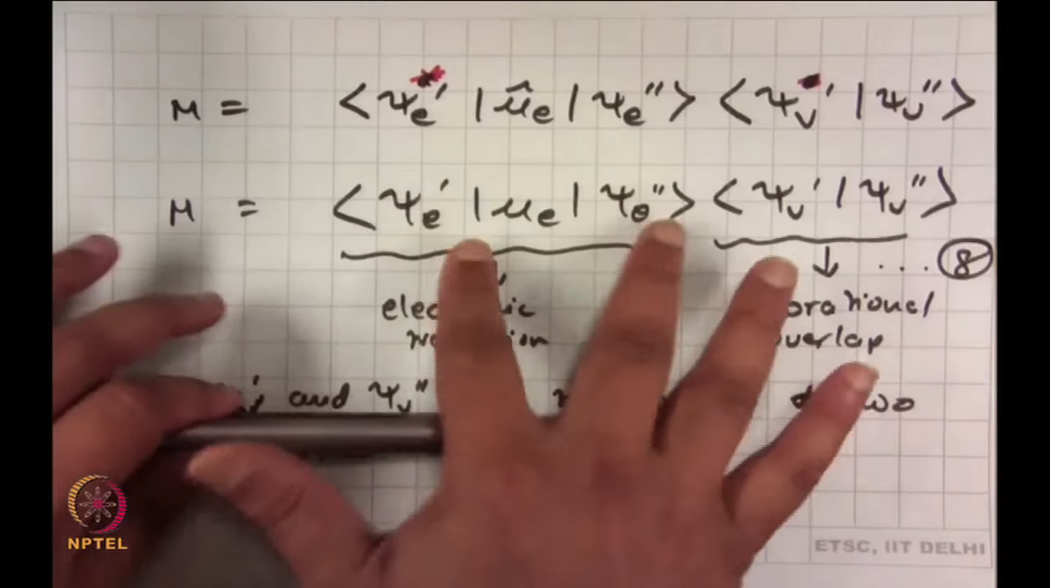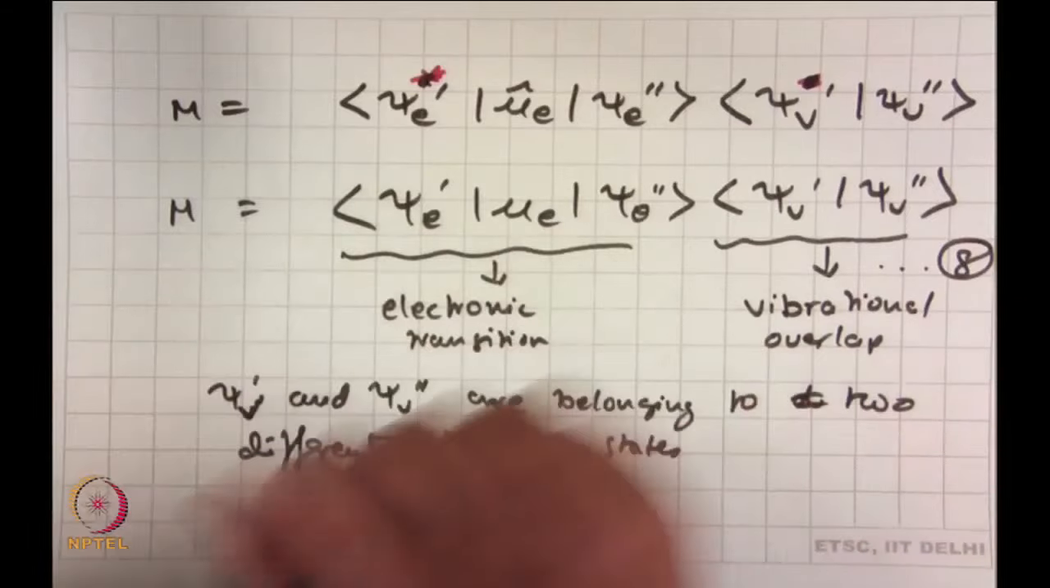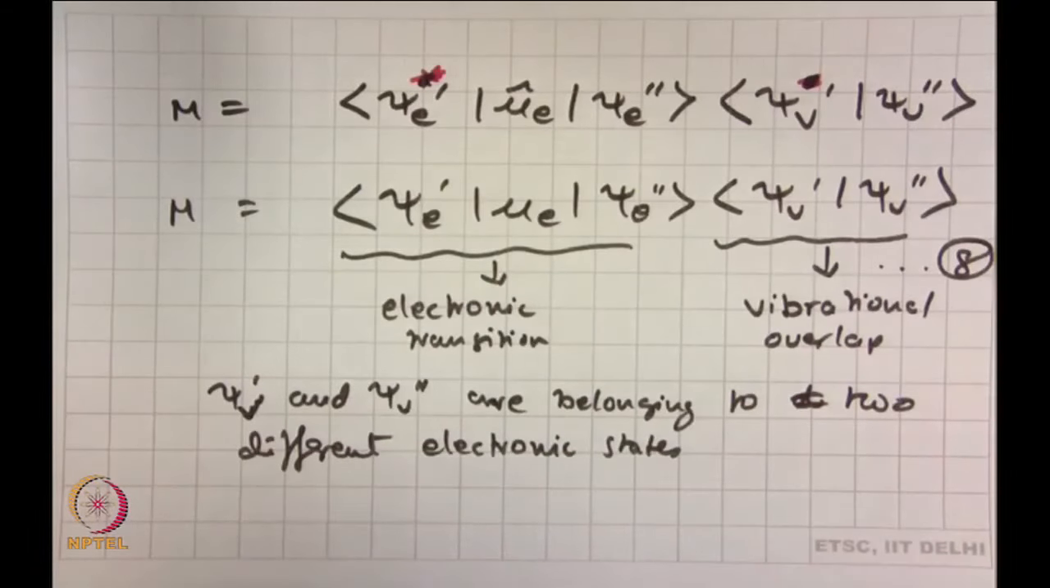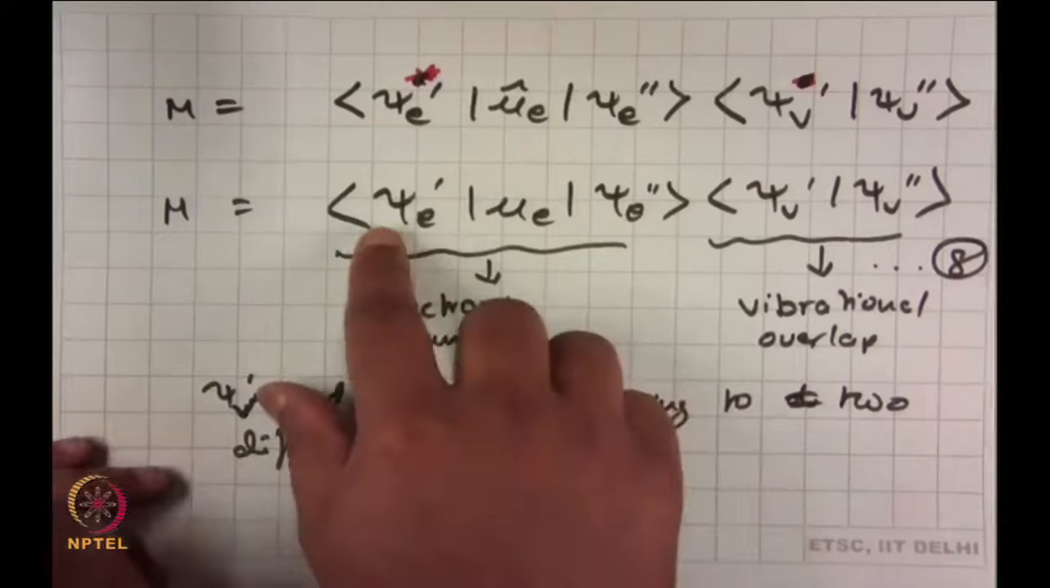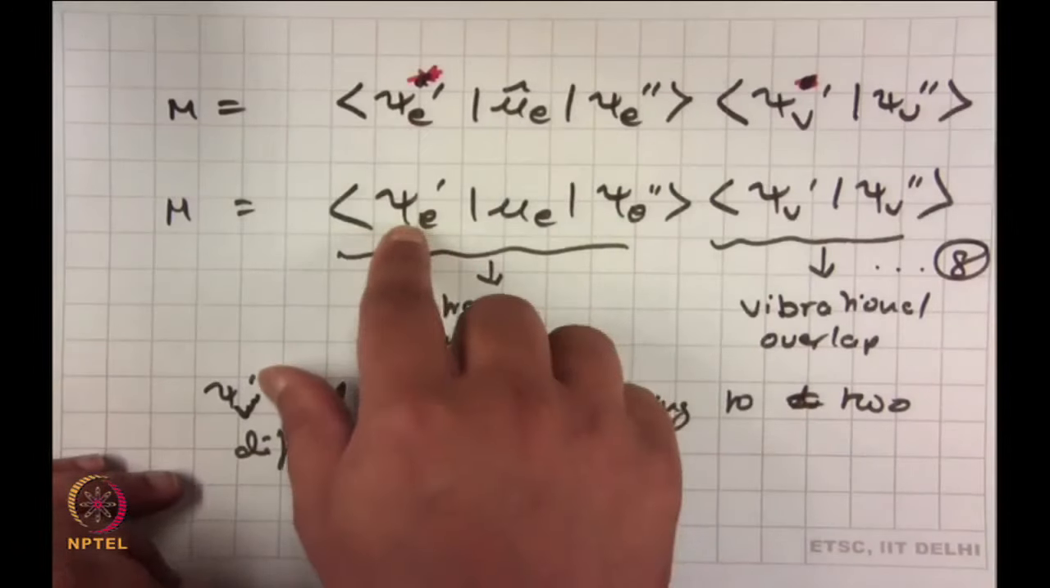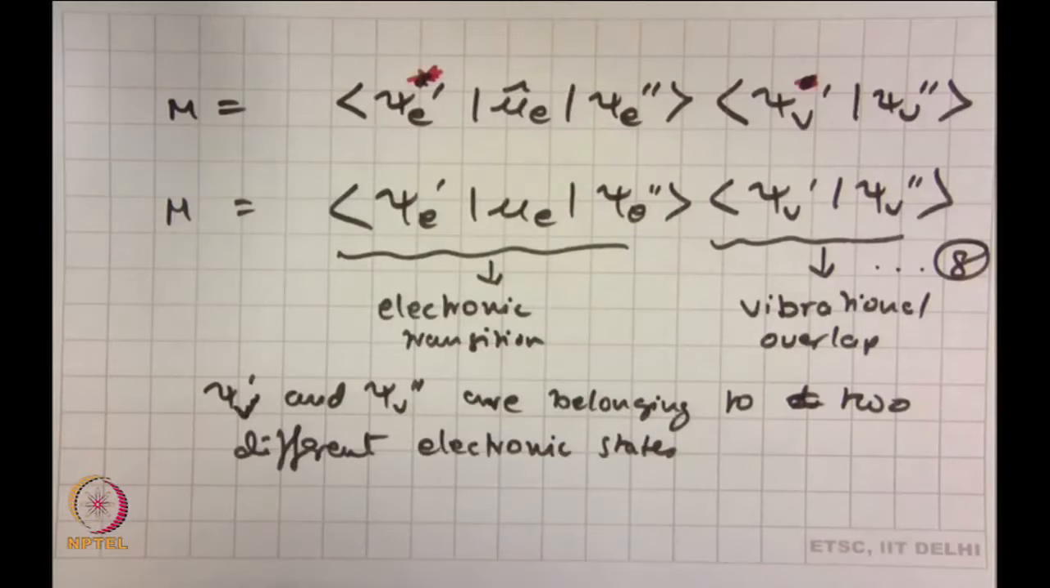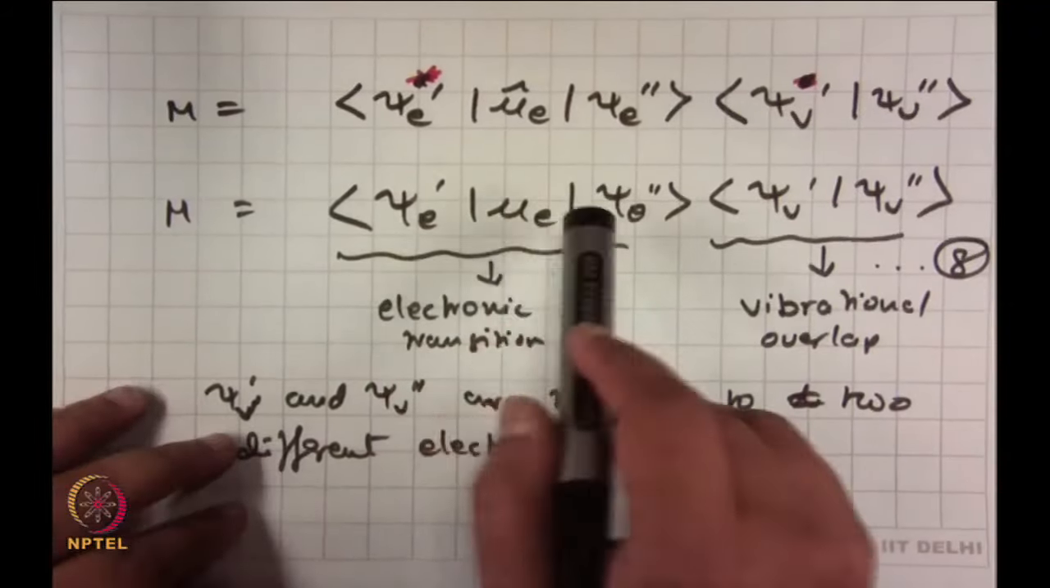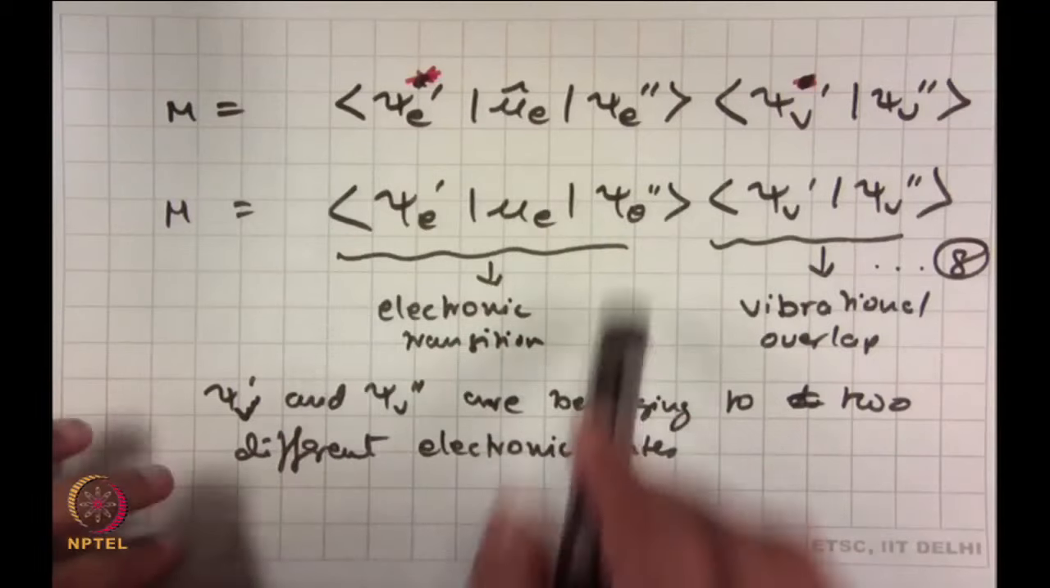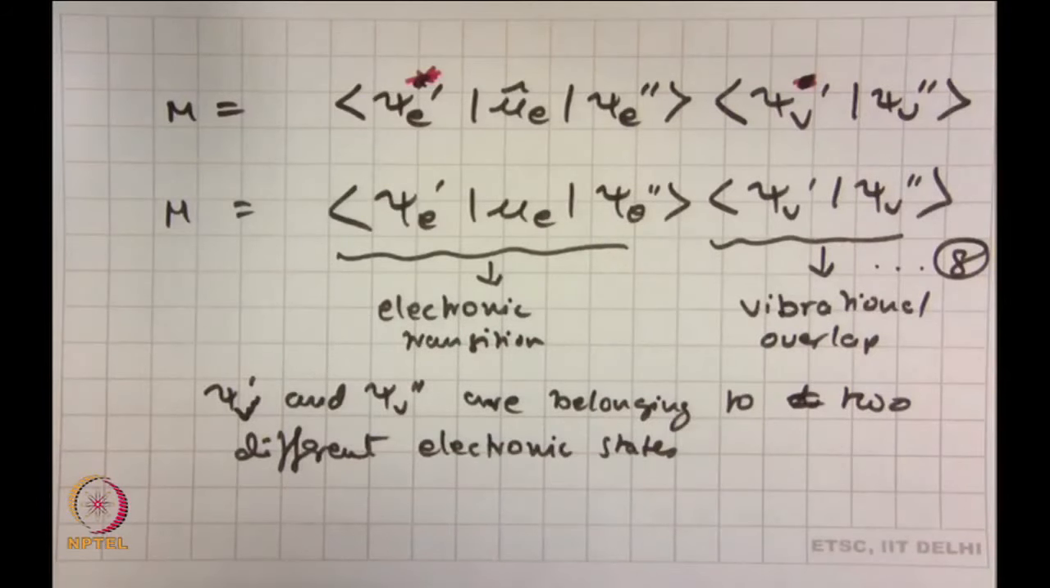It could be grouped into two parts. The first one has the electronic dipole moment operator, where E stands for electronic. In Dirac notation it has psi electronic prime, which is the excited electronic state, then mu E, the electronic dipole moment operator, then psi electronic double prime, which is your ground electronic state. If you do this integral, it is based on electronic transition only. There is no vibration involved, only pure electronic.